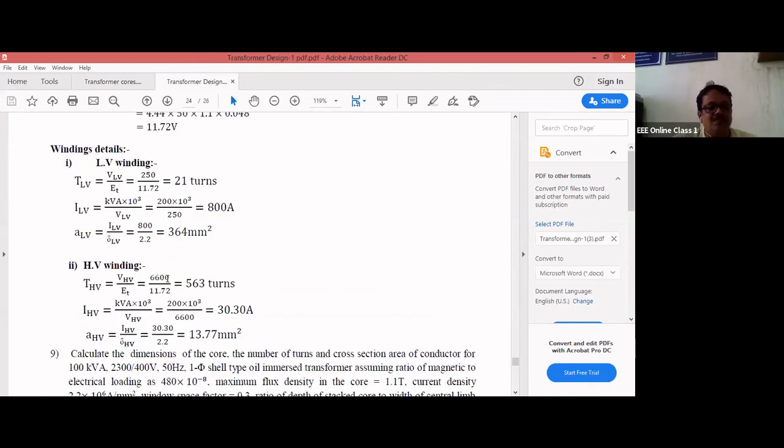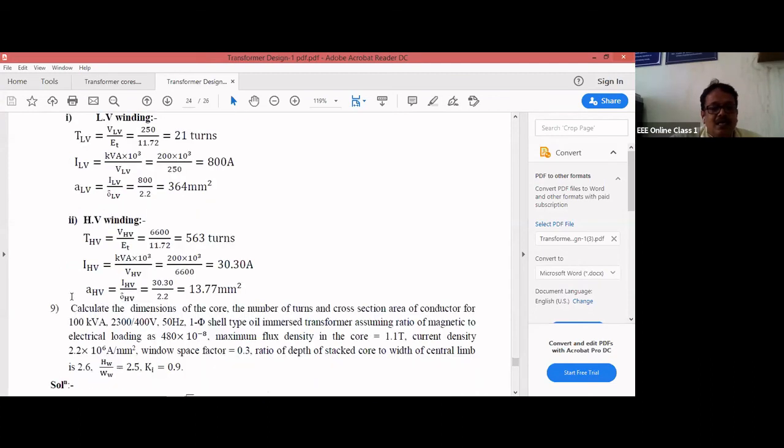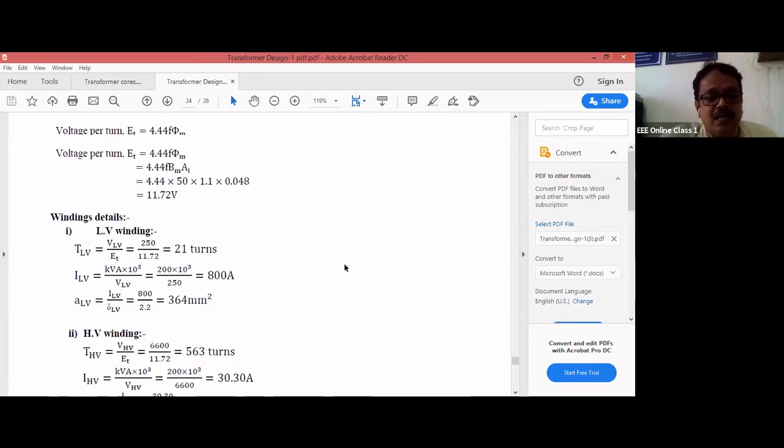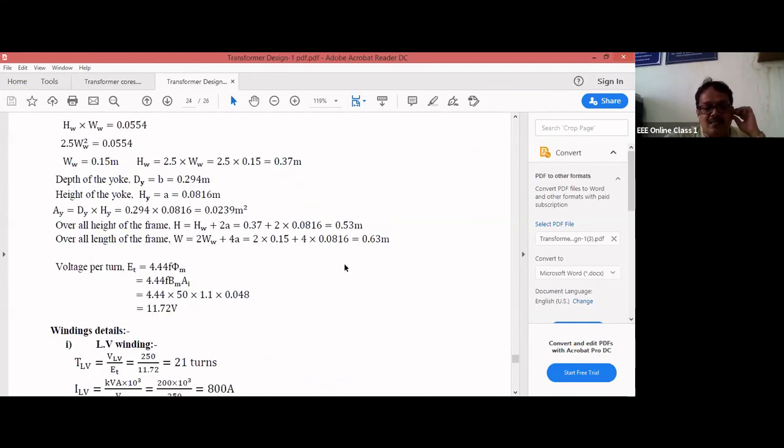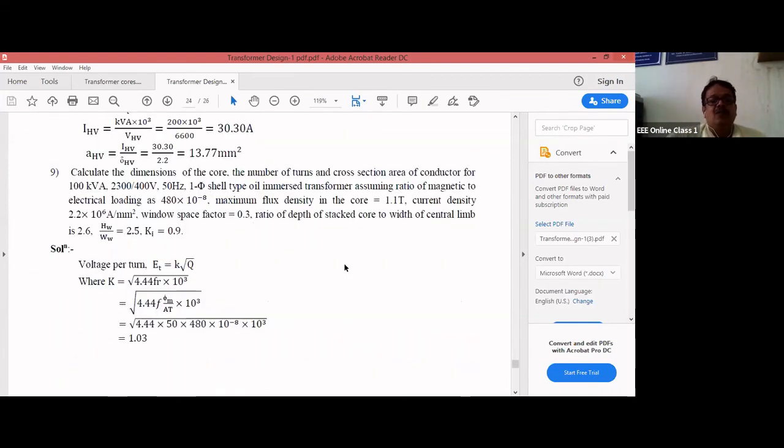Likewise, you can calculate for what? HV winding. THV is equal to VH by ET. You calculate the number of turns of the HV winding, the current in the HV winding, and the cross-sectional area of the HV winding. Okay, use this formula and you can calculate. This is the solution for this particular problem, very important one. They may ask. Okay, I'll go for a final problem with respect to the winding details.